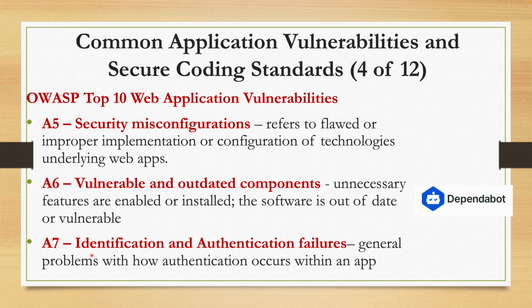Now, A4, identification and authentication failures. These flaws involve improper implementation of user identification and authentication mechanisms, such as weak passwords, missing account lockouts, or exposed session IDs. These failures allow attackers to impersonate users. So, therefore, the recommendation by OWASP is to enforce multi-factor authentication, MFA, and a strong password policy.